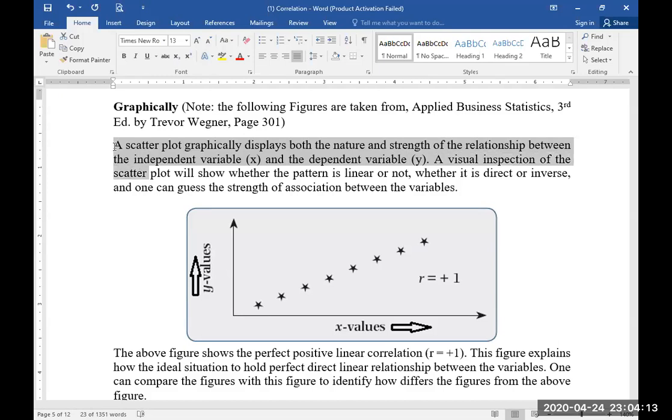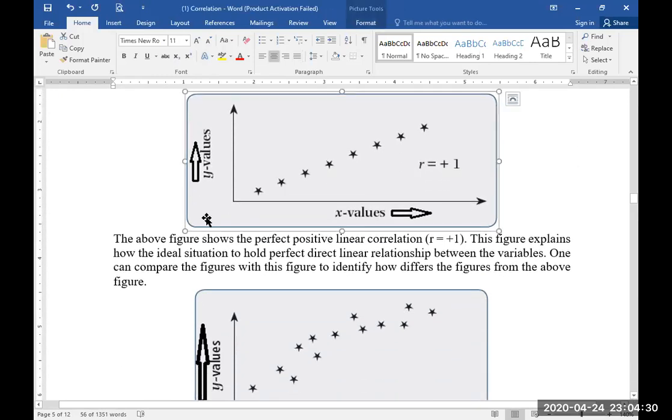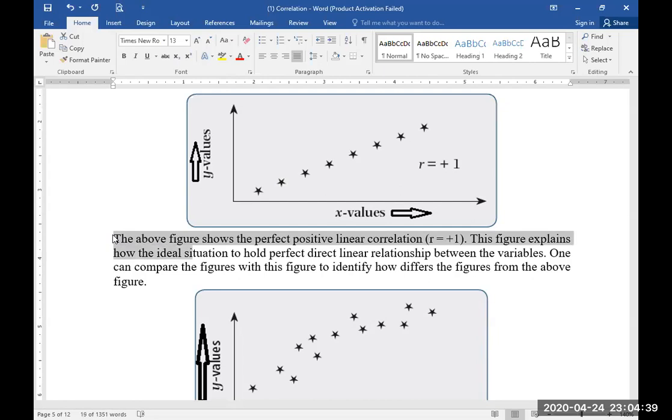A visual inspection of the scatter plot will show whether the pattern is linear or not, whether it is direct or inverse, and one can guess the strength of association between the variables. The above figure shows the perfect positive linear correlation. This figure explains the ideal situation to hold a perfect direct linear relationship between the variables. One can compare the figures with this figure to identify how they differ from the above figure.